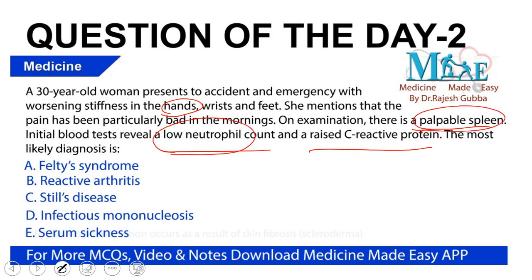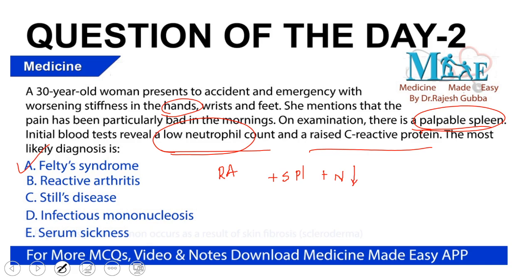So that will suggest rheumatoid arthritis, and upon that she is having the palpable spleen as well as neutropenia. So this particular triad, that is rheumatoid arthritis, presence of a palpable spleen, then presence of low neutrophil count, is suggestive of Felty's syndrome. So that is the reason why the answer in this question is Felty's syndrome.